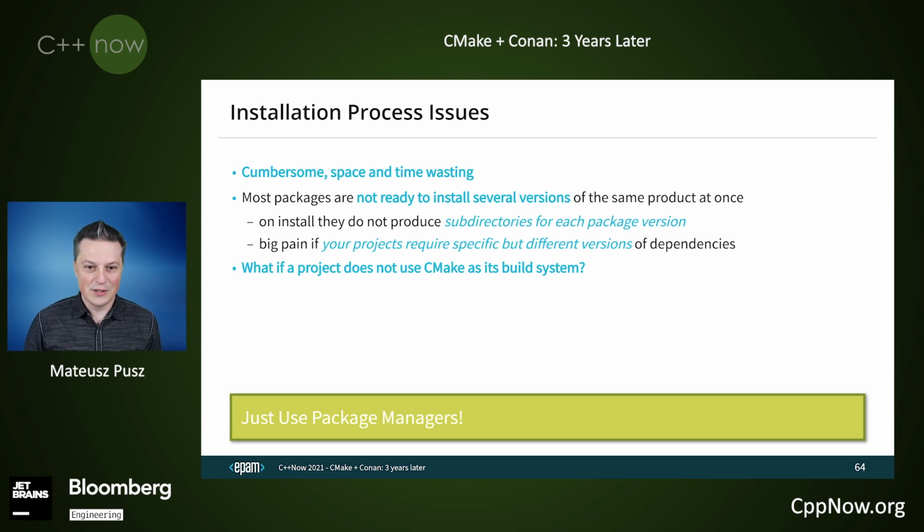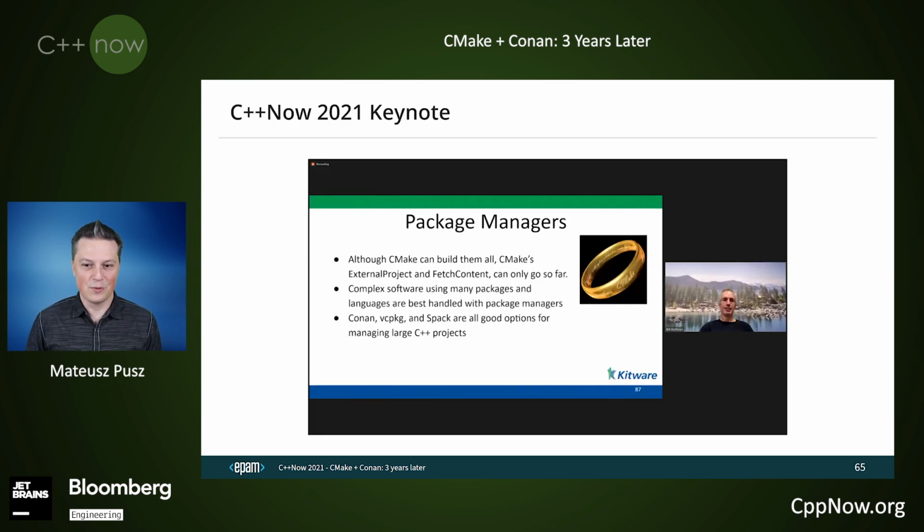And I was actually a bit surprised, but it's also what we heard in our keynote on Monday. Right? We heard that CMake can go only so far with ExternalProject and FetchContent. If you really want to do a project on a big scale, you should go for package managers like Conan, vcpkg, Spack, or others.